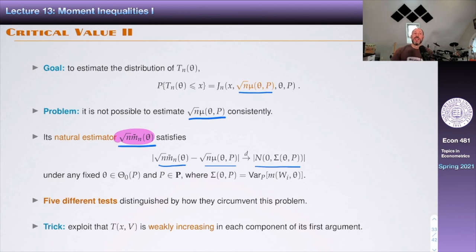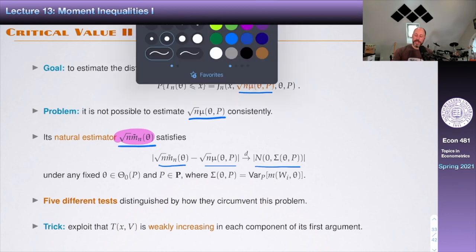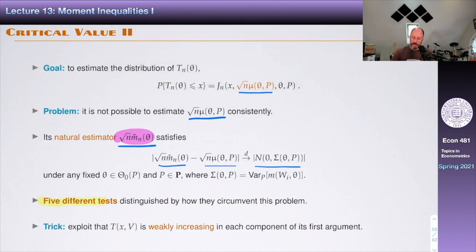Okay? So the tests that we're going to describe are 5 different tests to try to circumvent this problem. And the trick that we're going to exploit is that this T, the test statistic, is weakly increasing in each component of the first argument. That's the trick. We're going to impose that as an assumption. We're going to say T is weakly increasing in the first argument. All the examples that I showed you earlier satisfy this, and there are many other examples that satisfy this. The property that we're going to use is this monotonicity, and with this monotonicity, we're going to get around this problem.